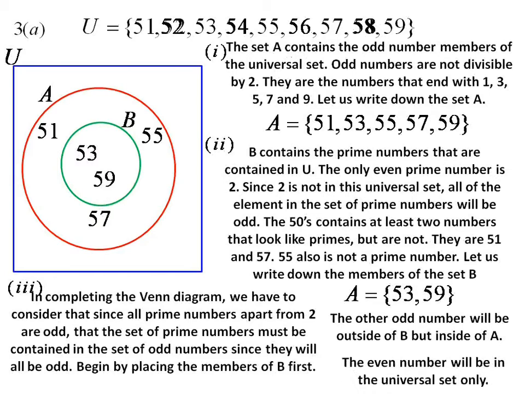The even numbers will be in the universal set only. So the even numbers will be 52 right there in the universal set only, 54, 56, 58, and that's all there is to it.